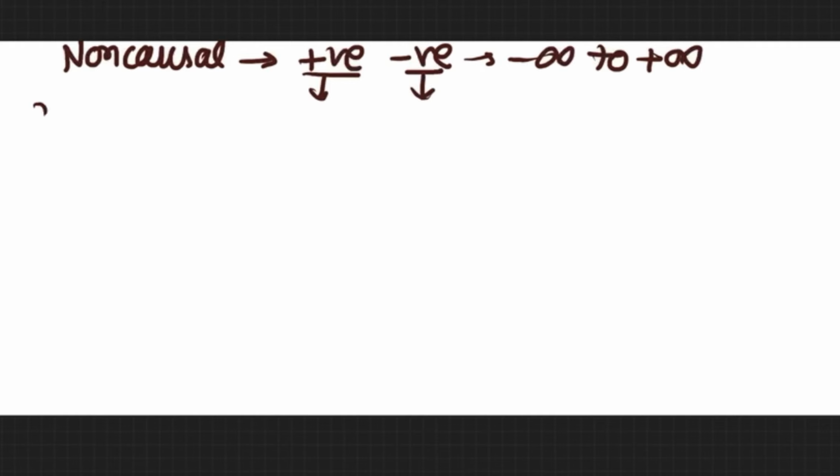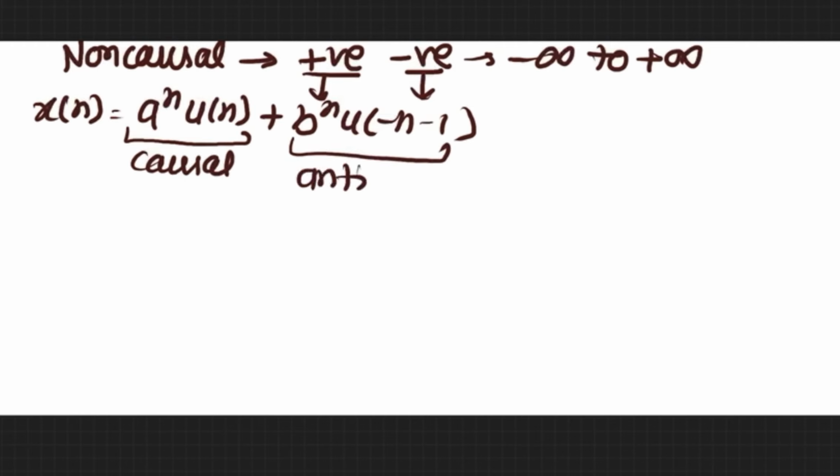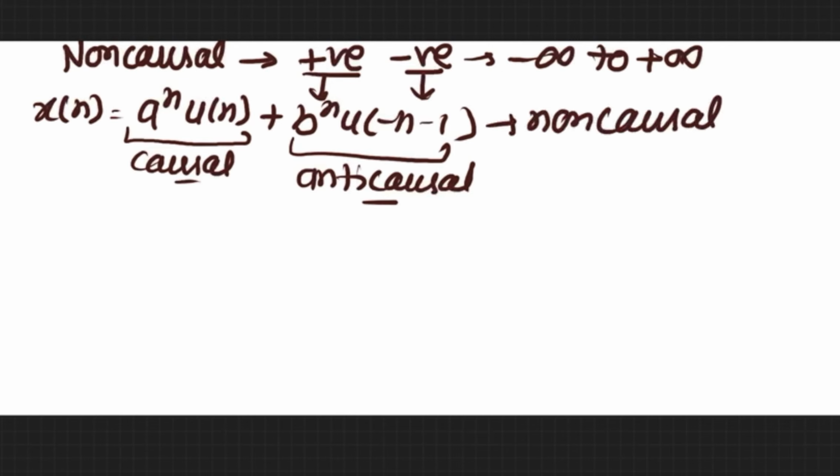So we are taking an example. Suppose x[n] is equal to a^n u[n] plus b^n u[-n-1]. Now we have combined one causal signal with one anti-causal signal, and as our signal has a causal as well as an anti-causal part, it is a non-causal signal. Now we can also combine the analysis that we have done till now.